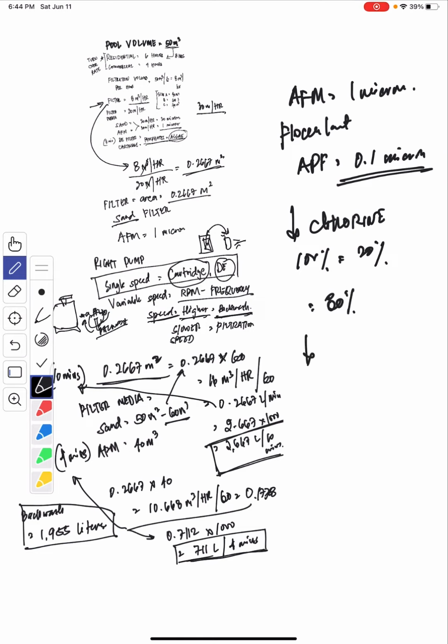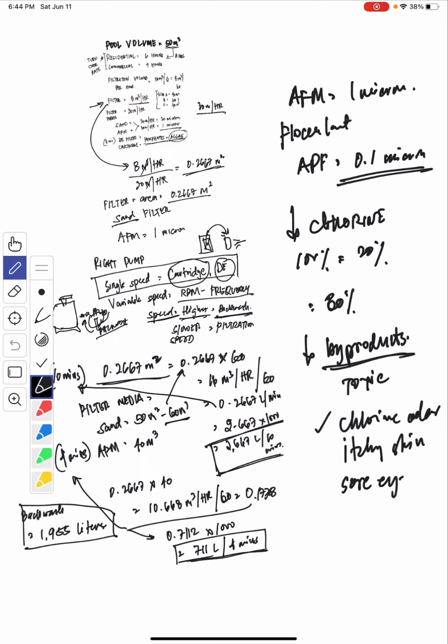If you use low chlorine, you'll have low chlorine byproducts, and these byproducts are usually toxic, so that will improve. No more chlorine odor, first of all, right? No more itchy skin, no more sore eyes, rashes, nothing. Okay, and that's how you design your filtration system.